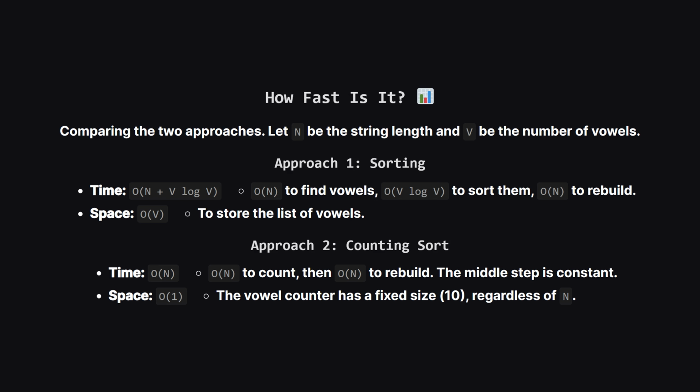The counting sort approach, however, is faster. Its time complexity is just order n, because we only do a few simple passes over the string. And its space complexity is order 1, or constant, because the map we use to store counts will never have more than 10 entries, no matter how long the input string is. So counting sort is the clear winner here, in terms of efficiency.